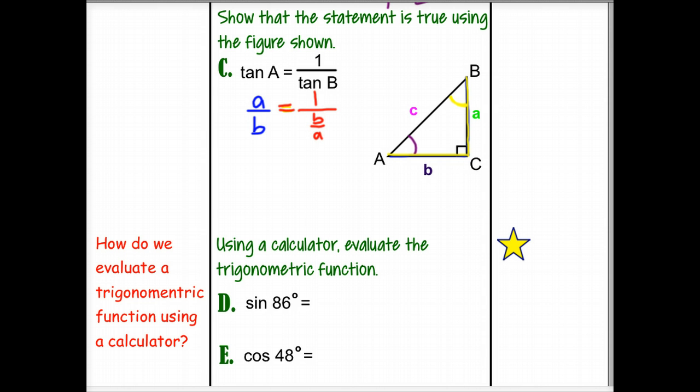But if you remember, when you divide by a fraction, that's the same thing as multiplying by the reciprocal. So we have 1 times A over B, which A over B equals A over B. So I've just proven that the statement is true.